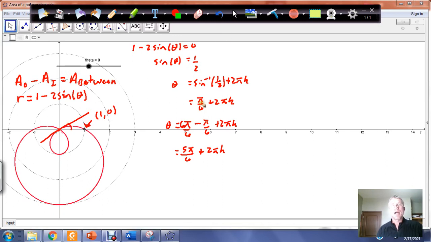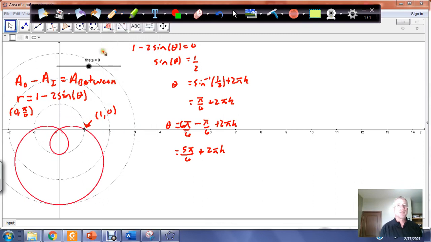You plug in that pi over 6 into the radius formula, we get 1 minus 2 times the sine of pi over 6. The sine of pi over 6 is a half. 2 times a half is 1. 1 minus 1 is 0. So we really have the ordered pair: when the radius is 0, the angle is pi over 6. That puts us, rotating through from the 0 position to the pi over 6 position, locating ourselves at the origin.